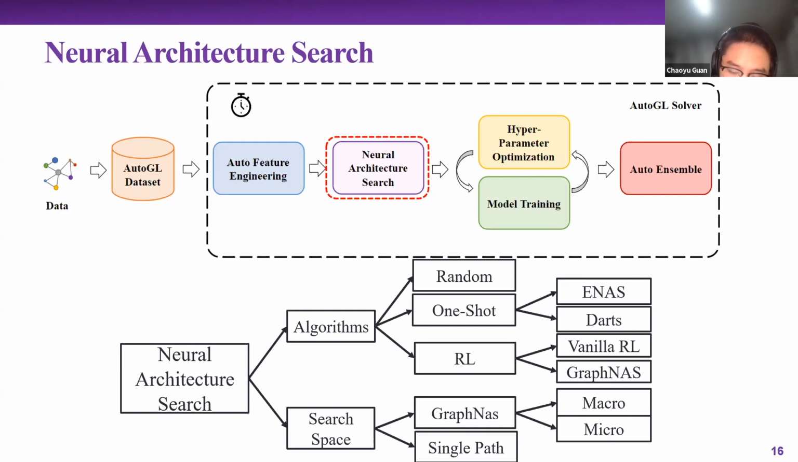The first one is borrowed from GraphNAS, where the macro and the micro search space are both included in the library. The single path search space is borrowed from the paper Single Path One-Shot Neural Architecture Search with Uniform Sampling, where the operations as a whole, like GNN, GCN, GAT, etc., are used to construct the graph neural networks.